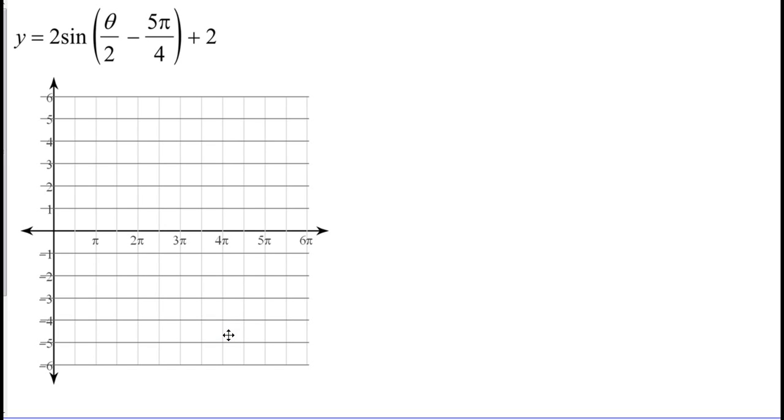Hi guys, let's graph some sine functions, trig functions. This one happens to be sine, so we'll start with sine. Okay, so the best thing to do is always, always, always to list what you have first.